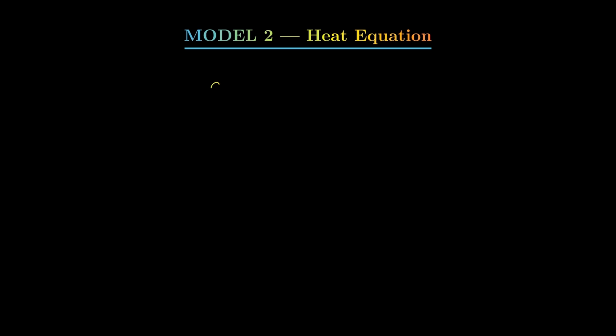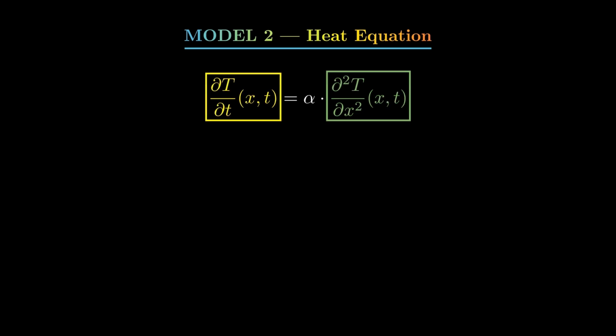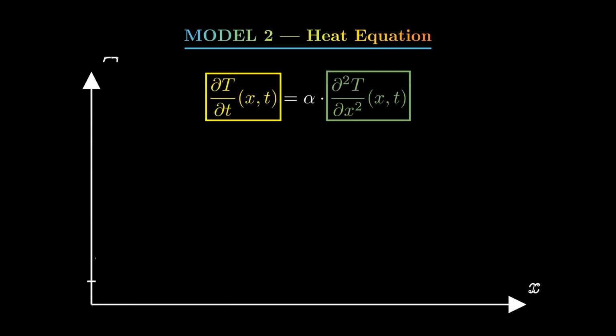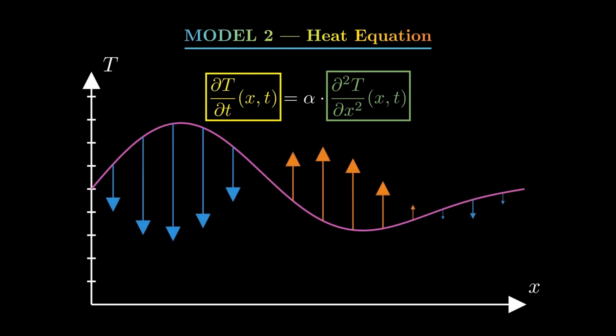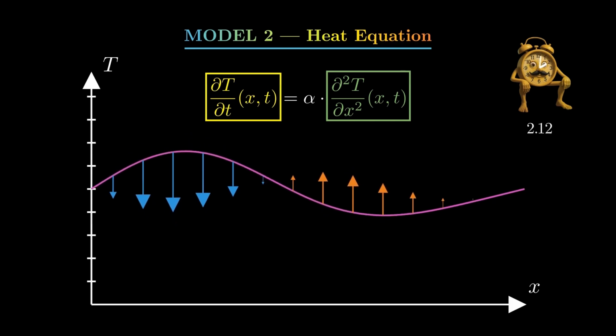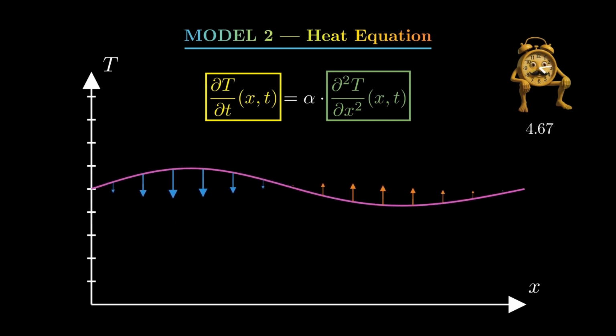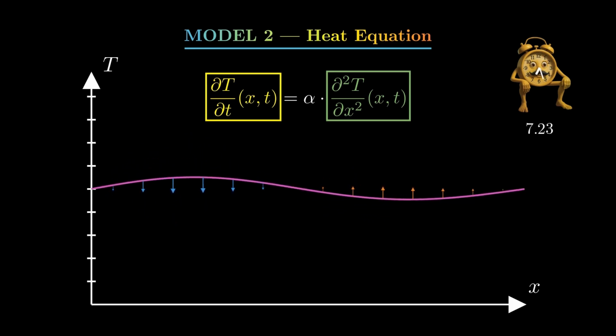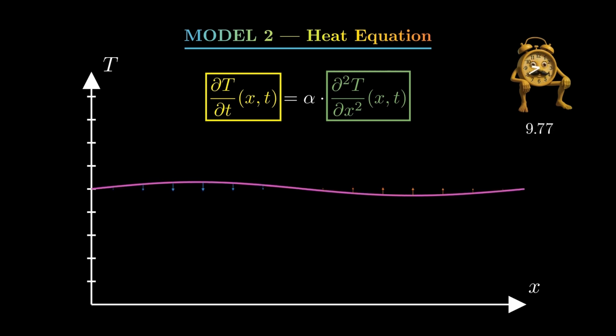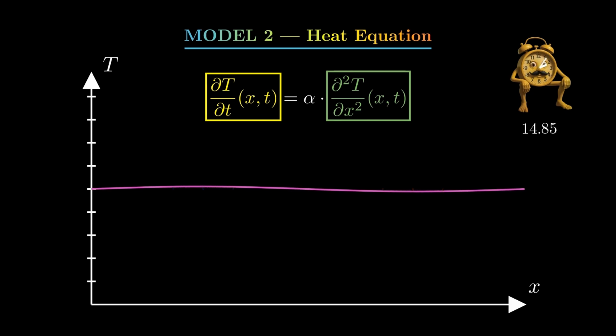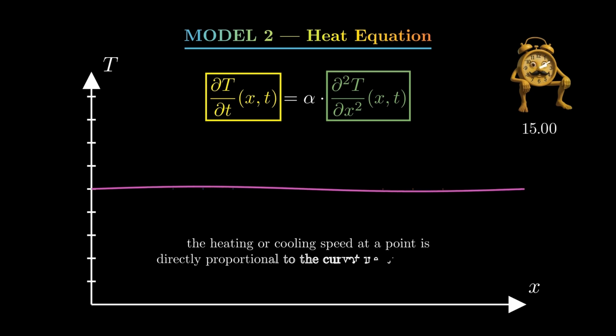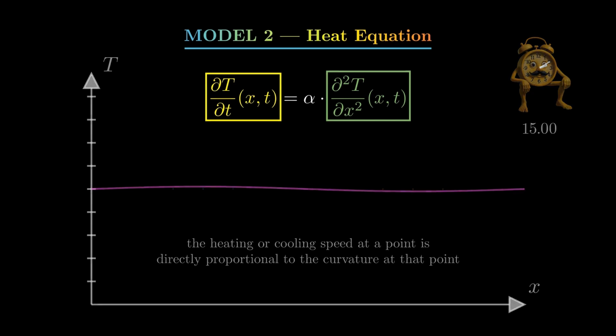Our next model is the heat equation. Heat naturally travels from the surface to the ground. As time passes, those higher order curvatures flatten out until the temperature is even everywhere. This is a beautiful link between time and space. It says that the speed of temperature change is proportional to the second order partial.